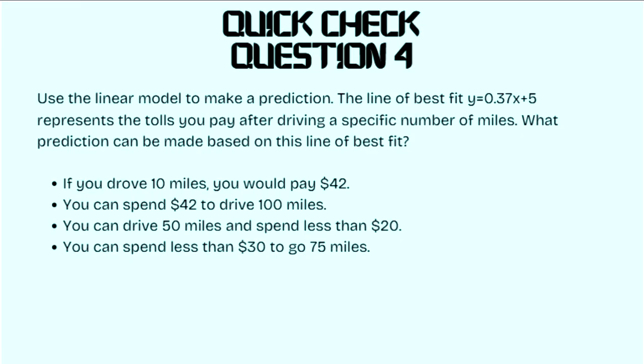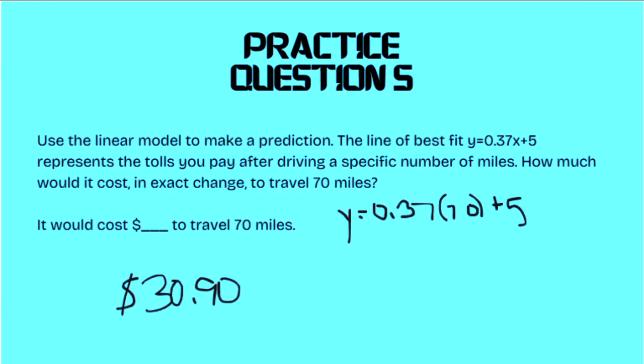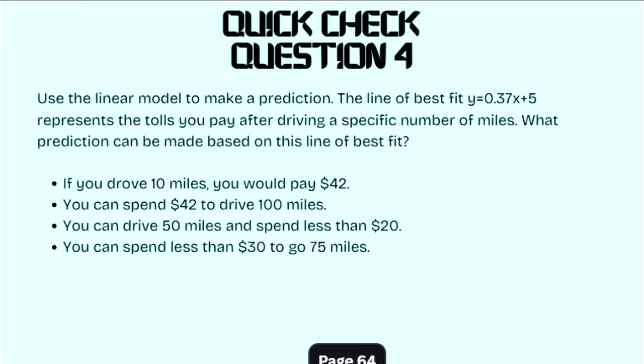Okay. Here's the quick check. Use the linear model to make a prediction. The line of best fit represents the tolls you pay after driving a specific number of miles. What prediction can be made based on this line of best fit? Is this the same one? It is the same one, okay? So it says if you drove 10 miles, you would pay $42. So you would plug 10 in for X and solve it and see if Y is 42.